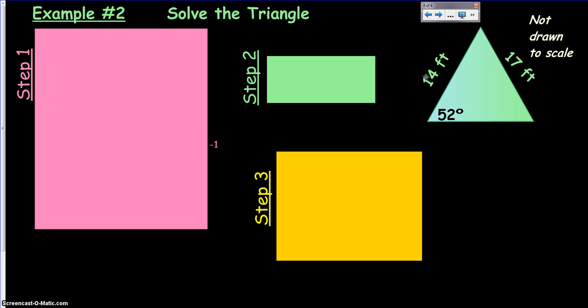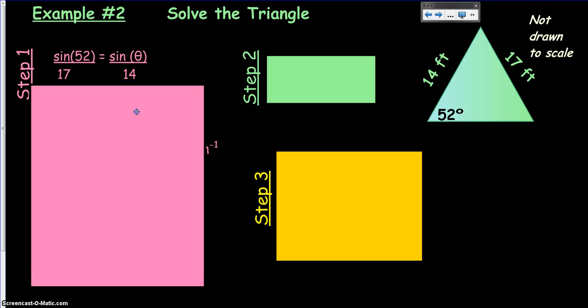Step one is we need to see the missing piece. Remember, it's a side, the angle opposite, a side, the angle opposite. So I am trying to find this angle because it's opposite the side I know. I don't have two angles, so I can't find the third angle that easily, and I don't know the angle opposite the missing side. So how I would set up this problem is I would say that the sine of 52 over 17 equals the sine of theta, or whatever variable you would like to use, over 14.